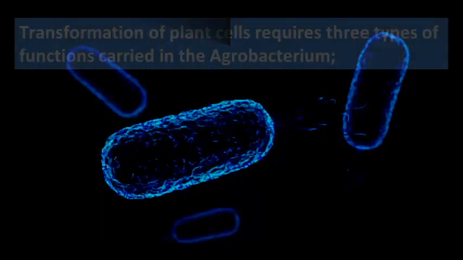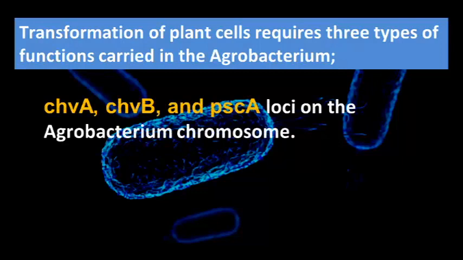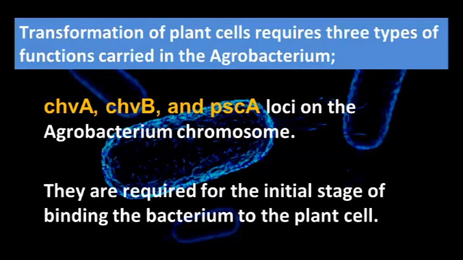Transformation of plant cells requires three types of function in the Agrobacterium. The three loci on the Agrobacterium chromosome, chromosome virulence A, that is chvA, chromosome virulence B, chvB, and phosphoglucomutase, that is pgm, are required for the initial stage of binding the bacterium to the plant cell. They are responsible for synthesizing a polysaccharide on the bacterial cell surface. These three loci are found on the Agrobacterium chromosome.